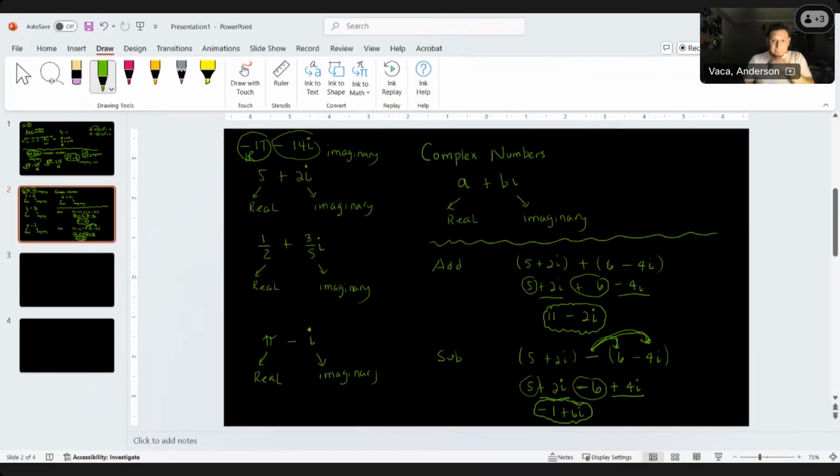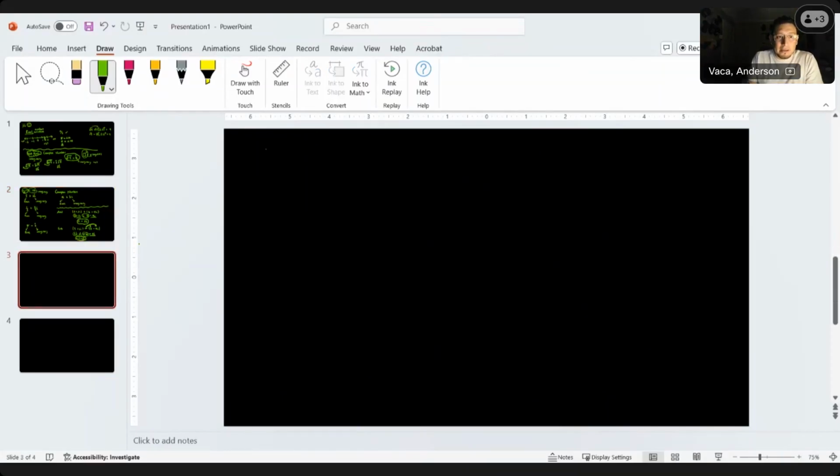All right, so we added, we subtracted. Now let's do some multiplying complex numbers. Okay, so multiplying. If it doesn't have parentheses, we don't have to distribute, right? Correct, correct.